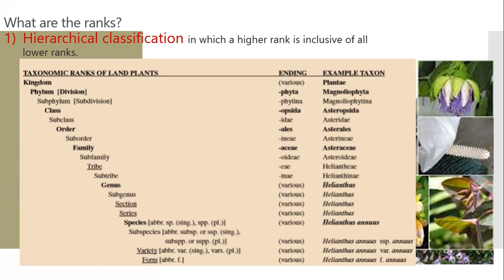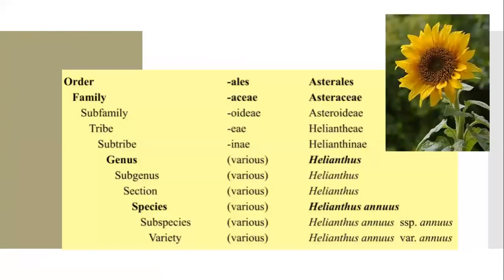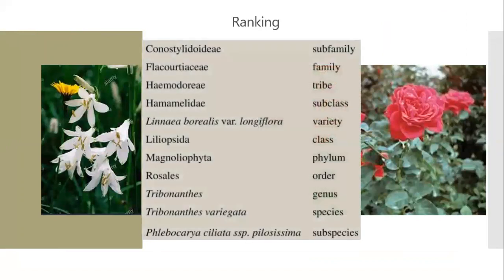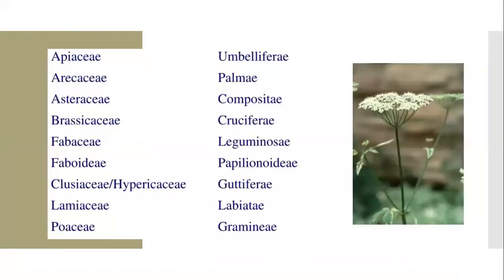So there on the screen are the endings and the example taxa. These are the major rank endings. You can read the rest from the screen. And there is a sample of the ranking of plants and the alternative family names.